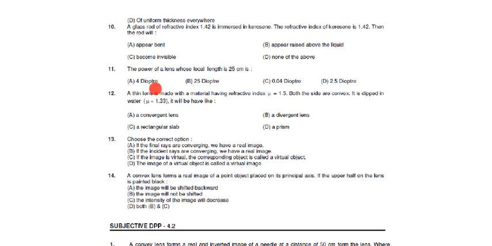Now let's move to the next question, 12th. In the 12th question, a thin lens is made with a material having refractive index mu equal to 1.5. Both the sides are convex. It is dipped in water and here the refractive index of water is given as 1.33. So it will behave like... Now to solve these kinds of questions, we apply the Lensmaker formula. So let's see here question number 12.